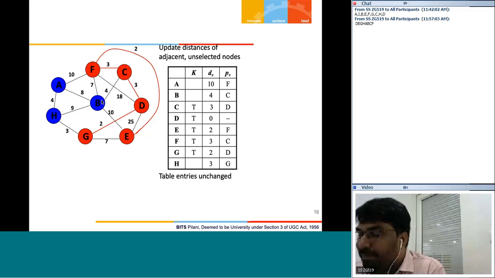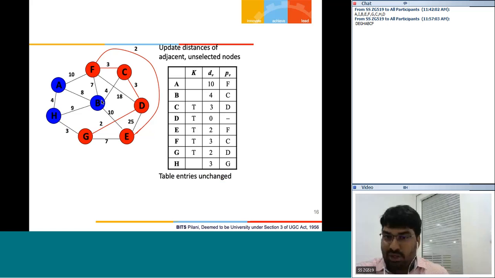The minimal weight edge, sorry. Let me correct the word. Which is the minimal weight edge in A, B, and H? That's the reason why I have chosen H. The minimal weight edge is being chosen. Yes, because it has got the minimal weight. See here, you remember minimal weight. Okay, got it? So now I have chosen H.